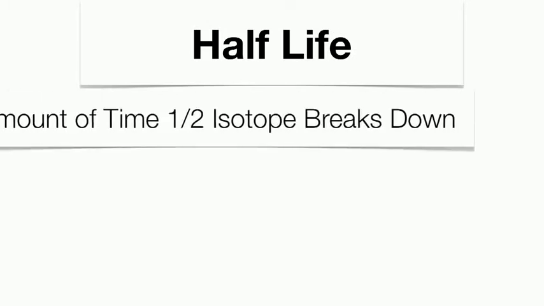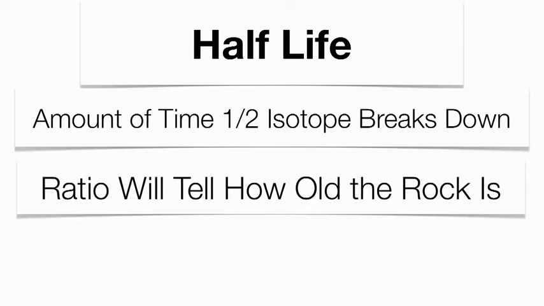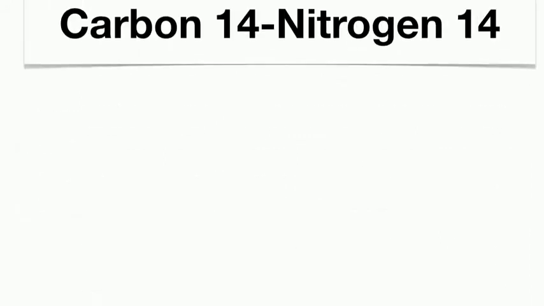The half-life is kind of self-explanatory. It's the amount of time it takes for half of the isotope to break down into the decay product or daughter product. And that ratio between the decay product and the isotope will tell you exactly how old the rock is. It's going to help us determine absolute age.